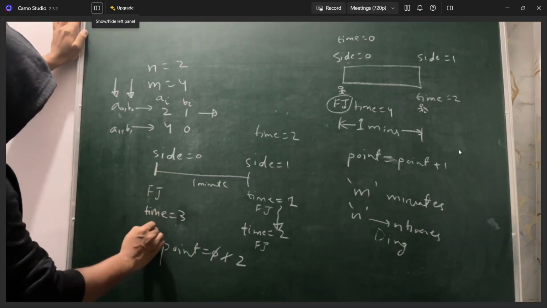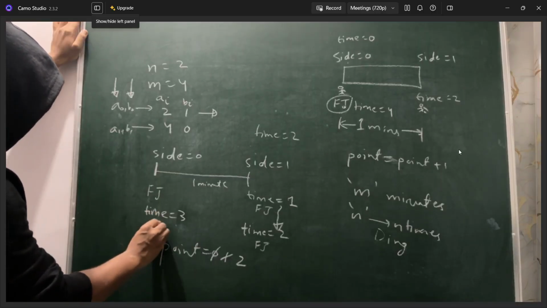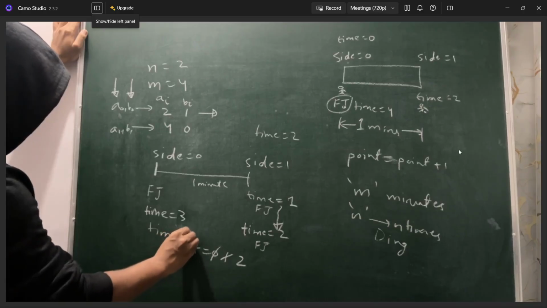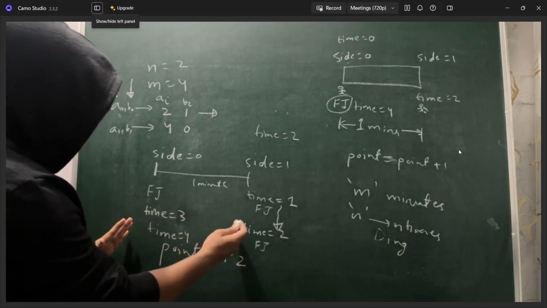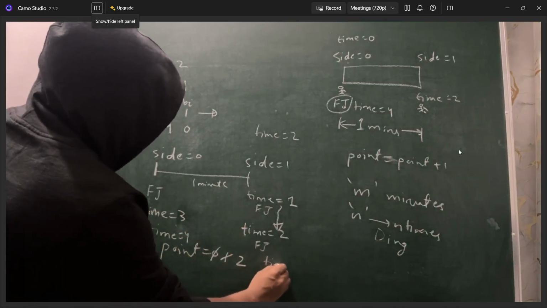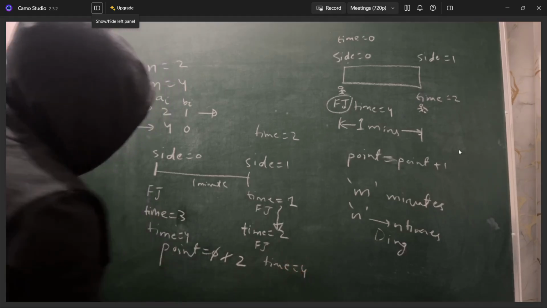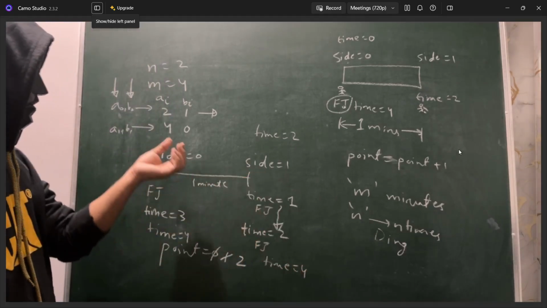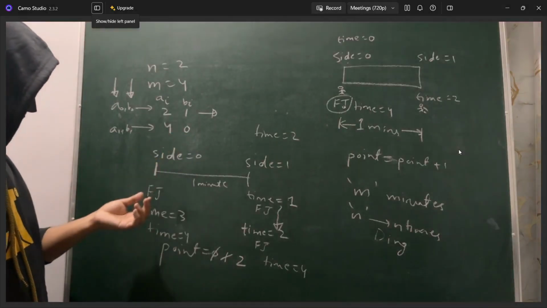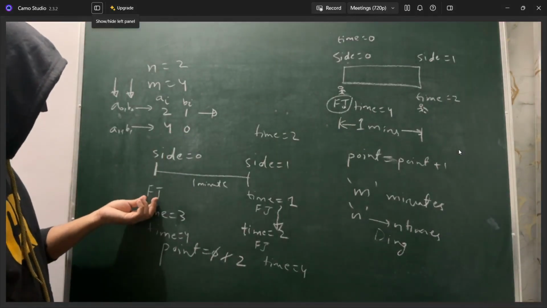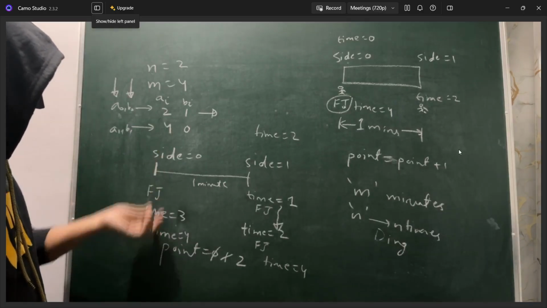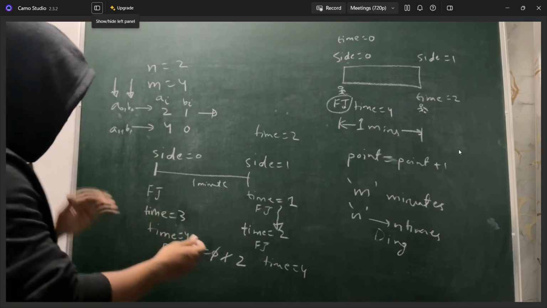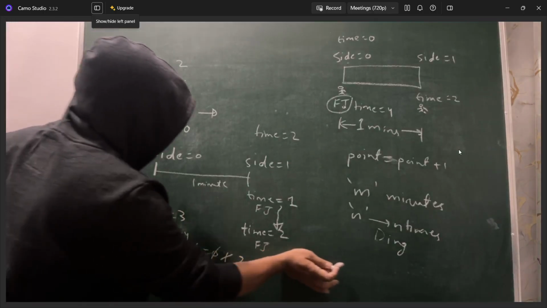So from time 3 to time 4 he will be staying here only, because if he moves to the other end, then time will be 4 but he will be at side 1, but our requirement is that at time t equal to 4 farmer John should be at this position only, I mean side 0 only. So in this case, if you see, he will not be moving to the other side.